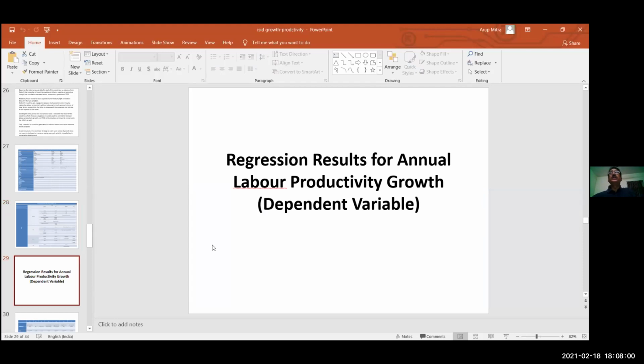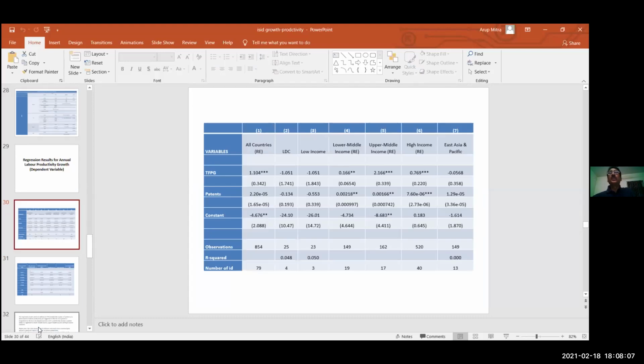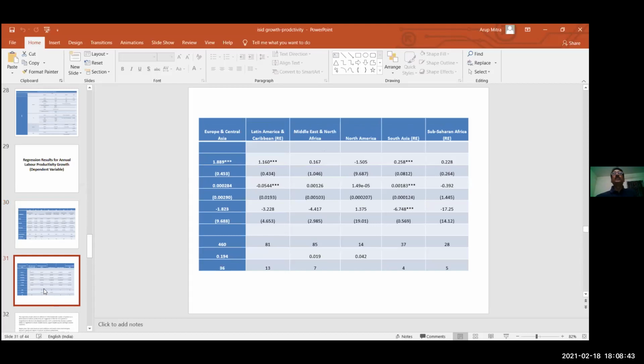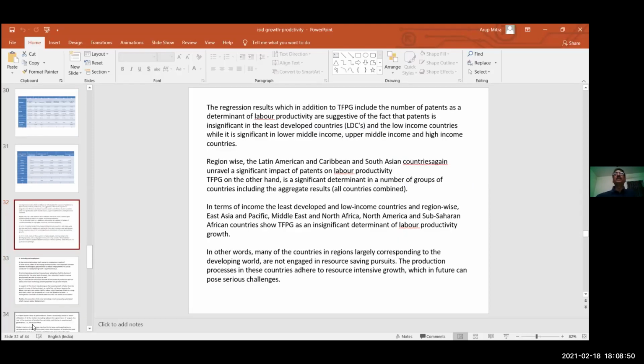Now we move on to the regression results for annual labor productivity growth taken as a dependent variable. In this exercise, labor productivity is regressed on total factor productivity growth and patents. This regression we are doing for different regions separately, as well as for all countries. Since this is based on panel data, naturally we are adopting the alternative techniques, the fixed effect and the random effect, and based on the Hausman statistic, we are choosing the appropriate one. So let me summarize. These tables will give you the results for different regions apart from the combined regression.